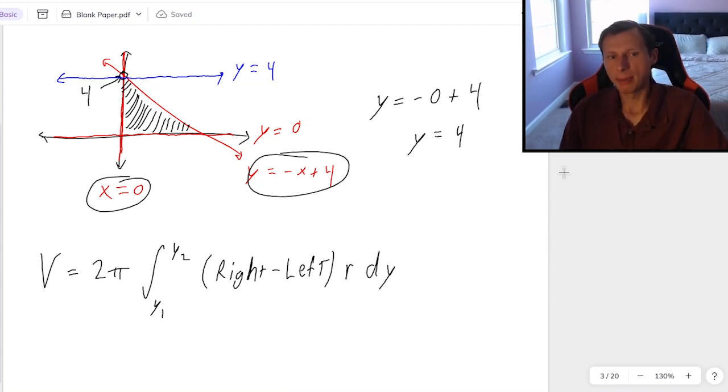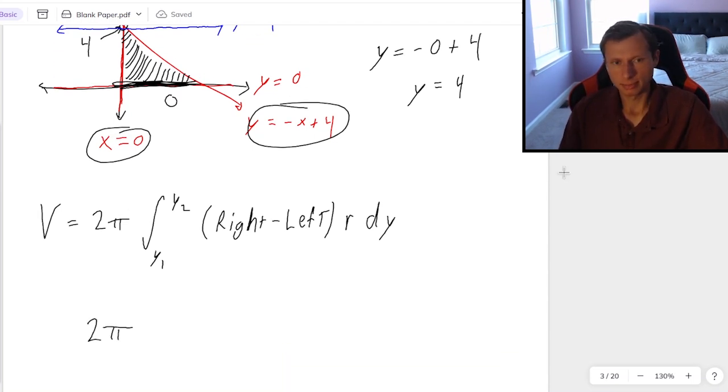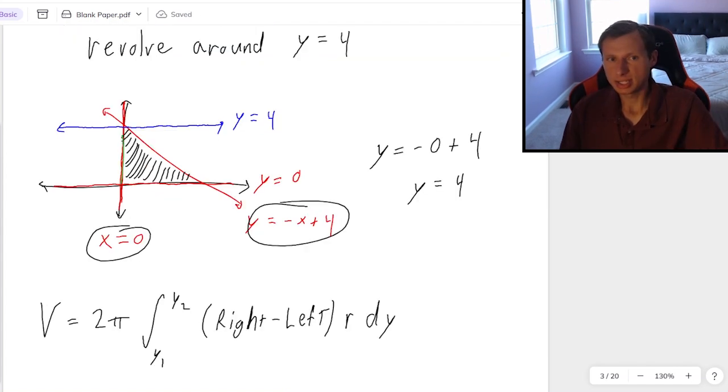So this time it's my bottom point to my top point. Clearly we see the bottom point is on that line, it's 0, and the top point we already set, it's 4. So let me just plug in those bounds real quick. And now I need the right and the left function.